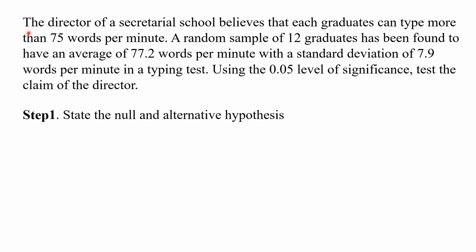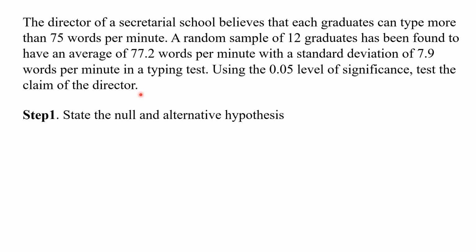Okay, now let's have another example. The director of a secretarial school believes that each graduate can type more than 75 words per minute. A random sample of 12 graduates has been found to have an average of 77.2 words per minute, with a standard deviation of 7.9 words per minute in a typing test. Using the 0.05 level of significance, test the claim of the director.